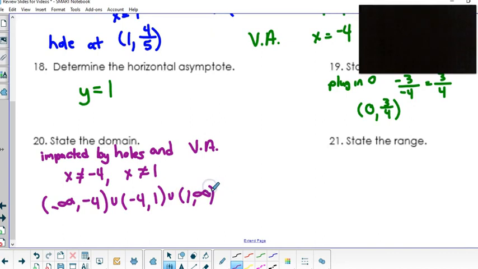If you were looking at a graph of this, if you enter this into Desmos, you will be able to see the vertical asymptotes. You will only be able to find the hole if you look for it or if you know how to do the algebra. So if you're relying on Desmos for this, you are going to miss that hole and you're going to miss part of the domain restrictions. For number 21, state the range. This is impacted by hole and horizontal asymptote.